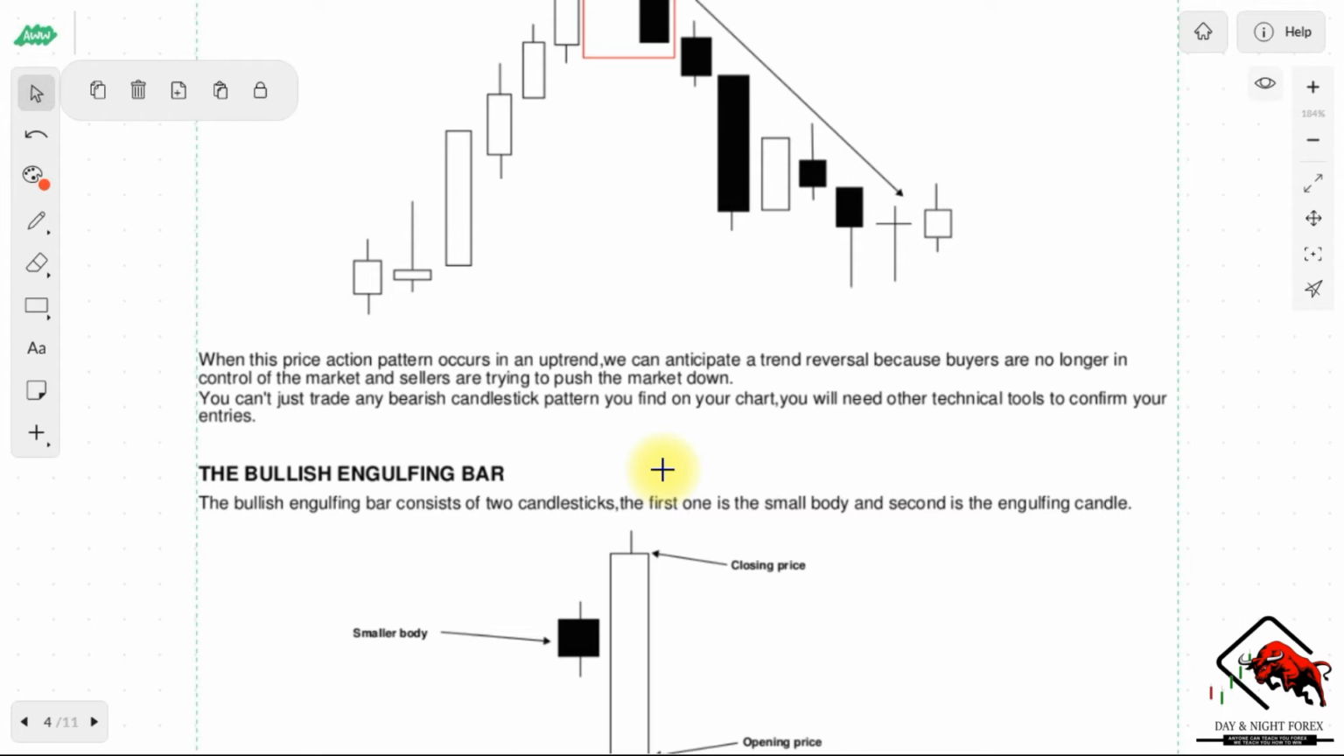So together, confirmed with other technical tools that we're going to make use of, you basically have a confirmation to say, okay, cool, this is a perfect entry for selling the market. So the opposite of this bearish candlestick is called the bullish engulfing candle.